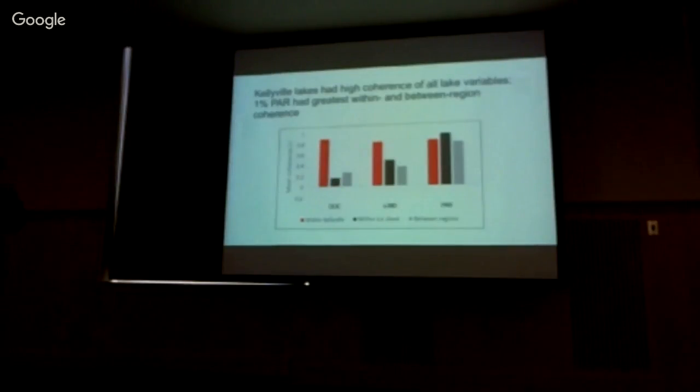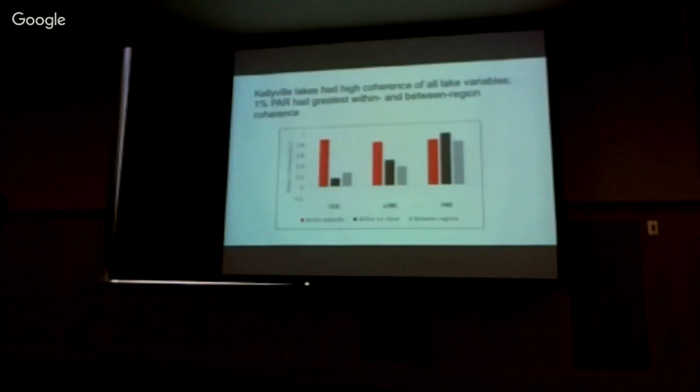So to quantify the mean coherence of each of these three variables within and between the two regions, we did Spearman correlations. So mean coherence is represented here by Spearman's rho on the y-axis. And there are two things I want you to take away from this figure. The first is that 1% PAR is extremely coherent both within both the regions and between the two regions.